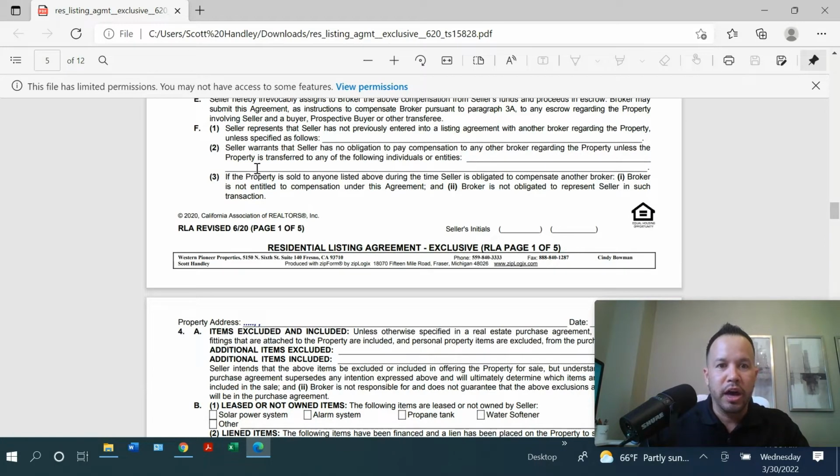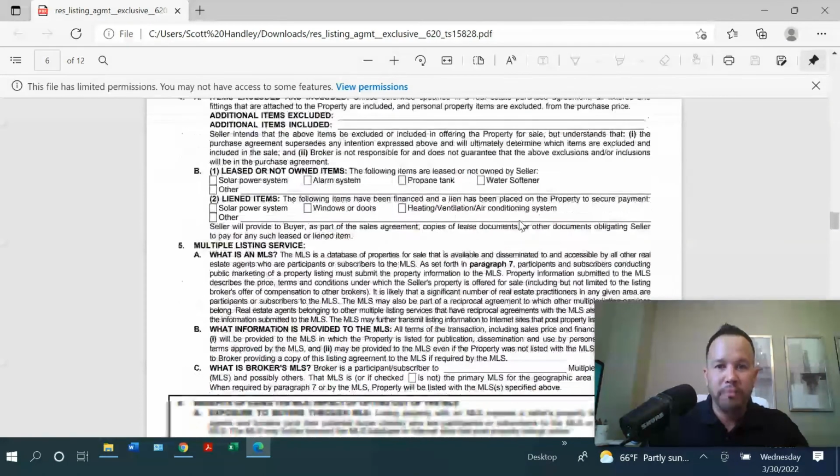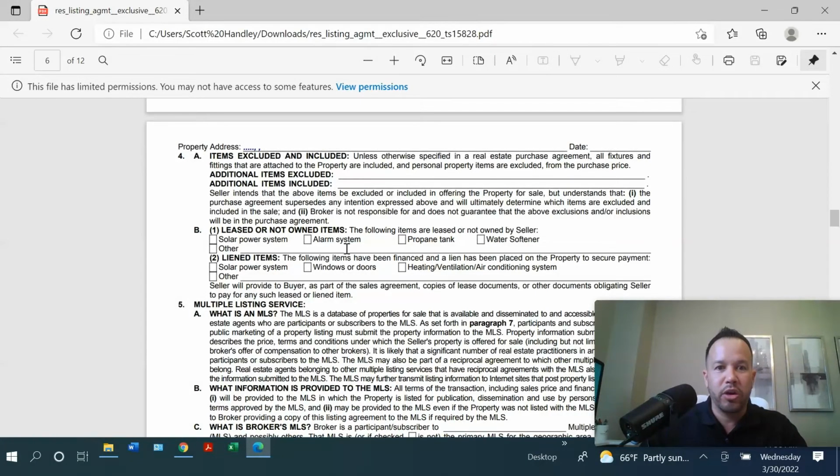Okay. F3, if the property is sold to anyone listed above during the time seller is obligated to pay the compensation, another broker is not entitled to compensation under this agreement. And 2, broker is not obligated to represent seller in such transaction. So just be very careful of those there. And you will need seller initial here on page 1 of 5 of the RLA. Okay. Moving to 2 of 5 on the RLA.